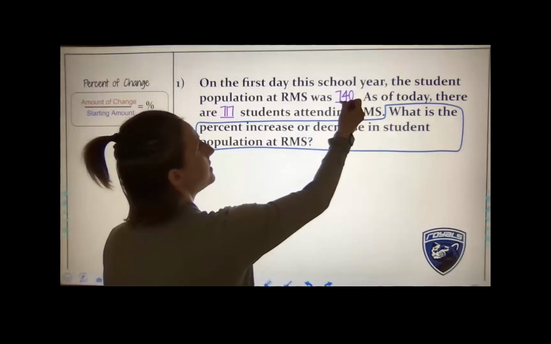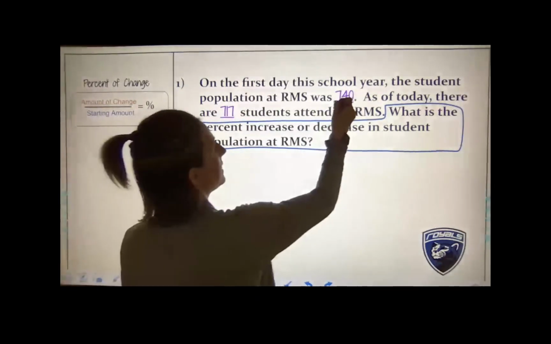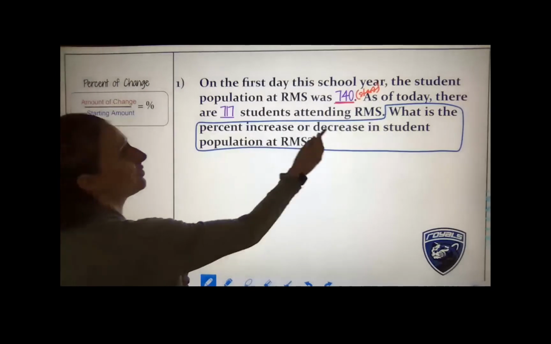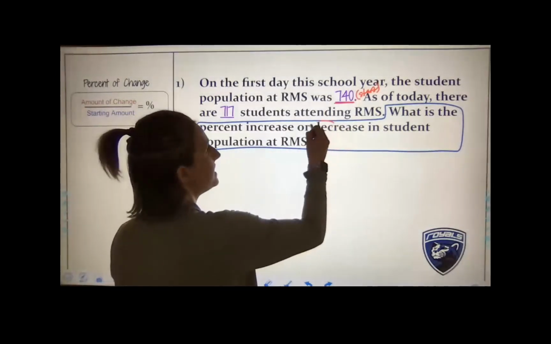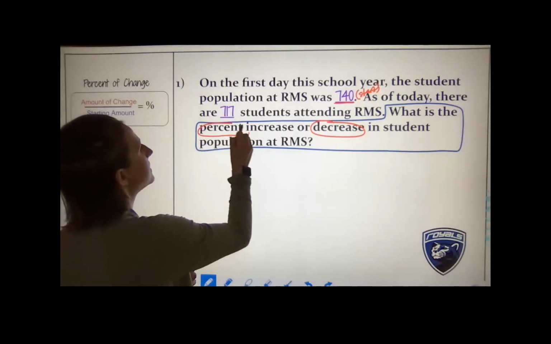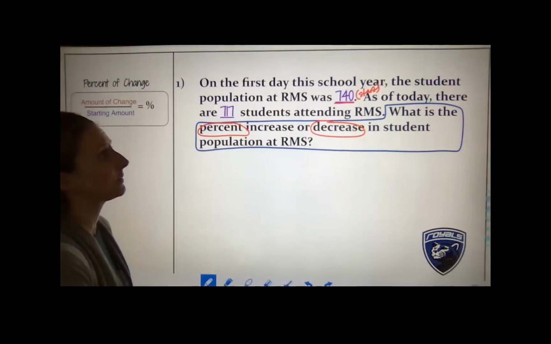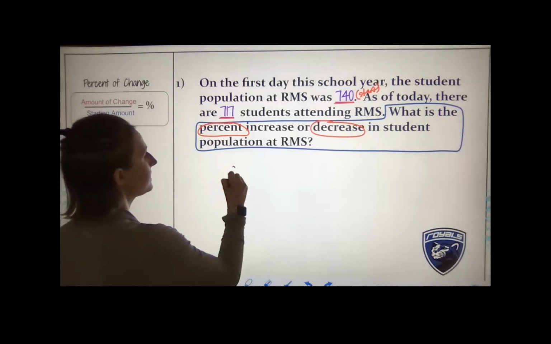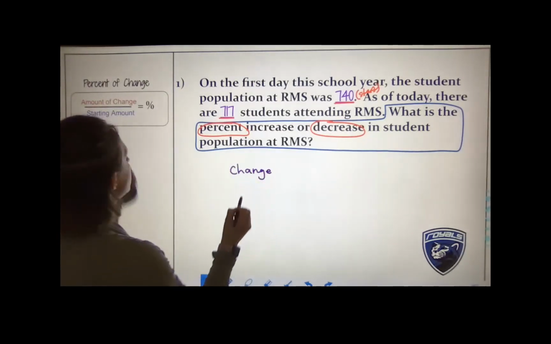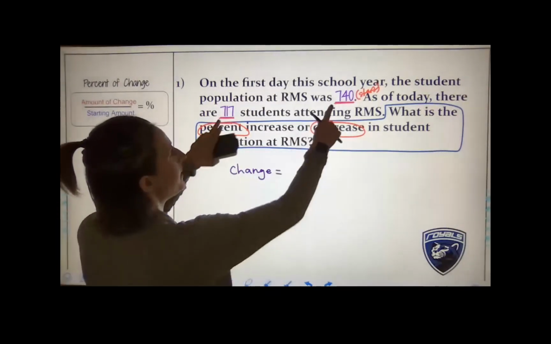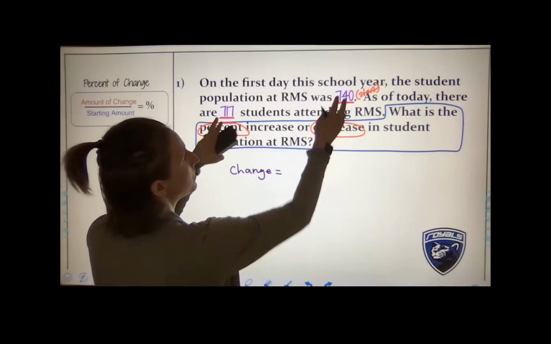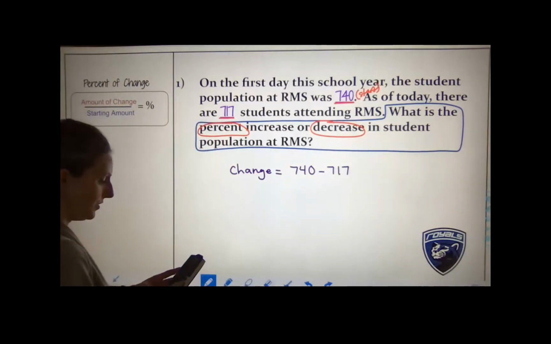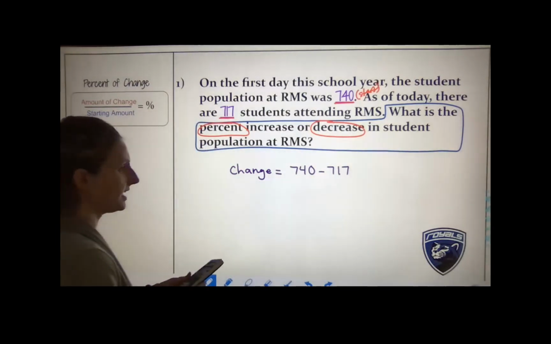Look at what we started with. This right here is my starting value. This is where I start. 740 to 717. Is that an increase or a decrease? It's a decrease, right? So percent decrease tells me I need to use this formula. I need to know what I started with and where I went to. Those are important values. Let's go ahead and let's calculate our change. That's the numerator in my formula. Take your values. I started at 740 and I went to 717. We're going to subtract them. Take the larger first. You can use your calculator. So 740 minus 717, I get 23.